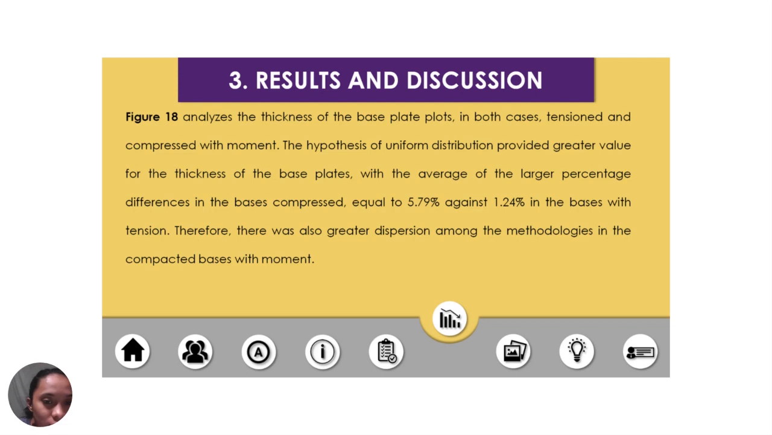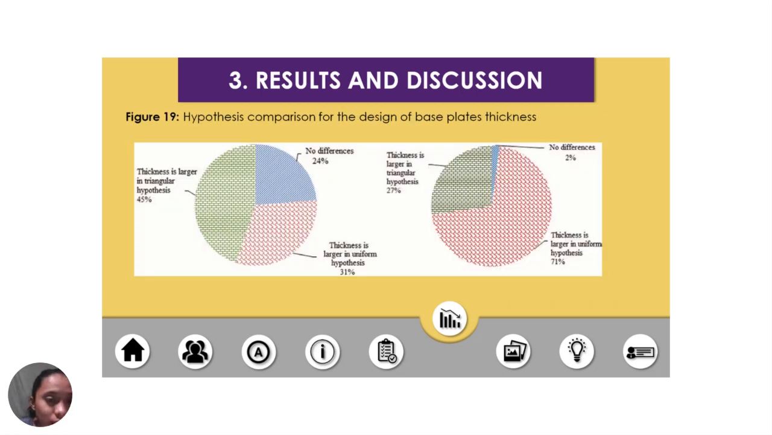So the hypothesis of uniform distribution provided a greater value for the thickness of the base plates, with the average of the larger percentage differences in the compressed bases equal to 5.79% against 1.24% in the bases with tension. Therefore, there was also greater dispersion among the methodologies in the compressed bases with moment. So this is figure 19, hypothesis comparison for the design of base plate thickness.